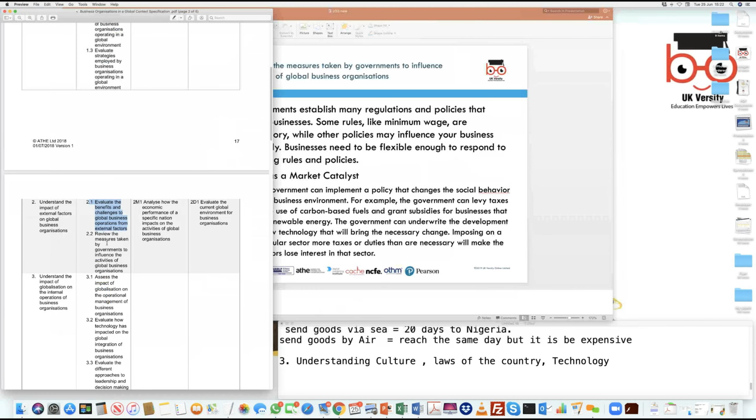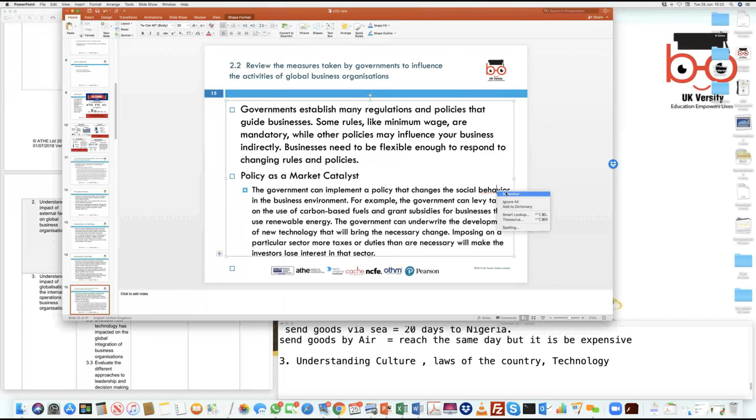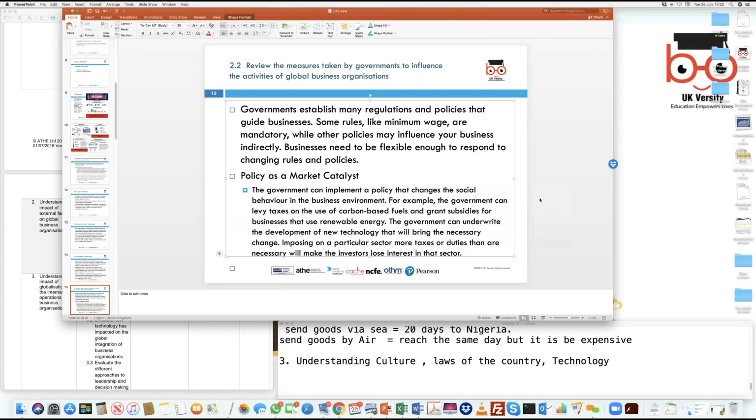Let's look at the second criteria. Review the measures taken by the government to influence activities of global business. So here we are going to talk about what are the measures which the government can take to increase the business for a particular company, in order to boost employment, in order to, for example, increase the demand in that particular country.